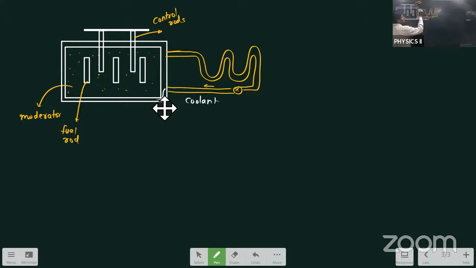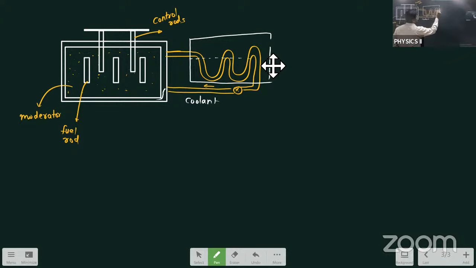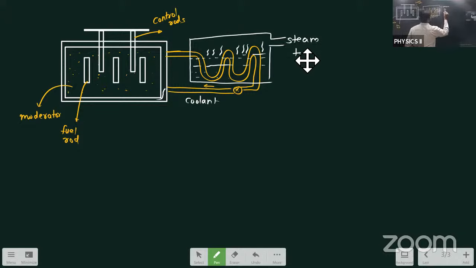And what will it be doing? It is allowed to pass through a water bath. What is there inside this? Inside this, there is water. Whenever this coolant is passed through the nuclear reactor, it will absorb all the heat energy, and that heat energy is utilized for generating steam here. From this water, steam is developed. Now this steam is utilized to run the turbine.